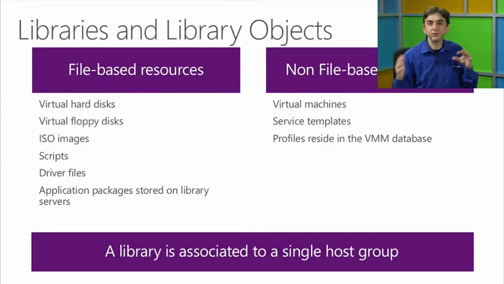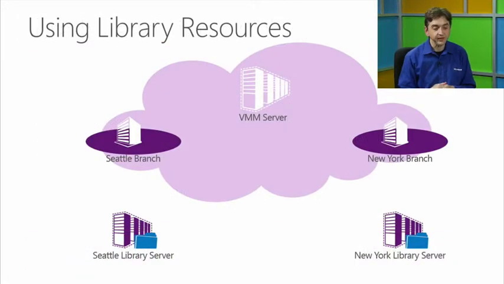So I can create multiple different libraries out there, and a library is associated to a single host group. So I'm able to take that host group and pick which library that host group is going to use. And that's important too, because I may not want the library that's connected and running in my New York environment to be the same library that my host group over in Seattle is using.